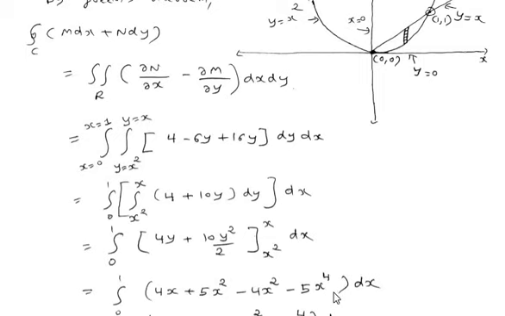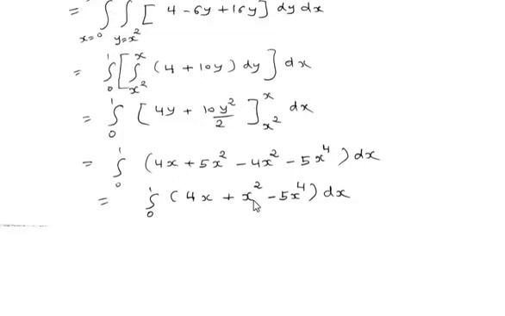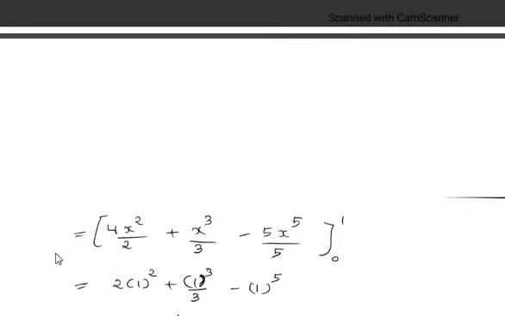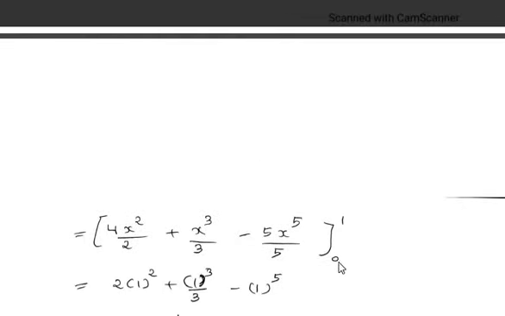the whole square, it will become x raised to 4. Now 4x as it is, right? Then after, plus 5x square minus 4x square, the result is x square, and minus 5x raised to 4 as it is. Now we have to integrate this function with respect to x. So the integration of x is x square by 2, x square is x cubed by 3, and x raised to 4, the result is x raised to 5 by 5. So 4 upon 2 is 2, and 5 will cancel out. Now the upper limit is 1 and the lower limit is 0.